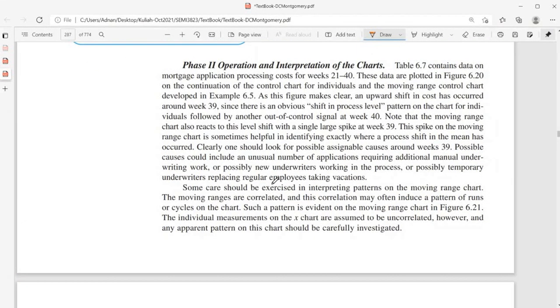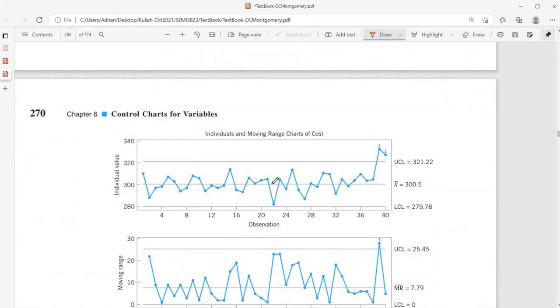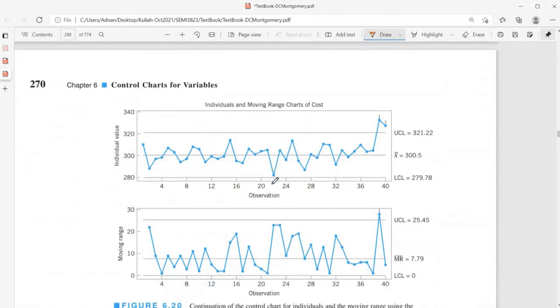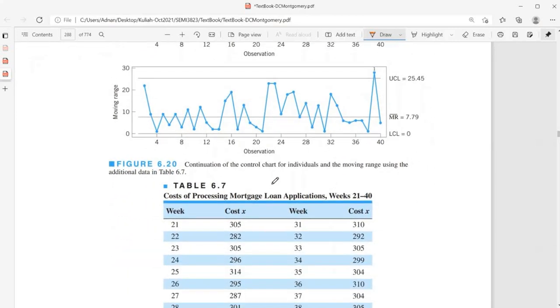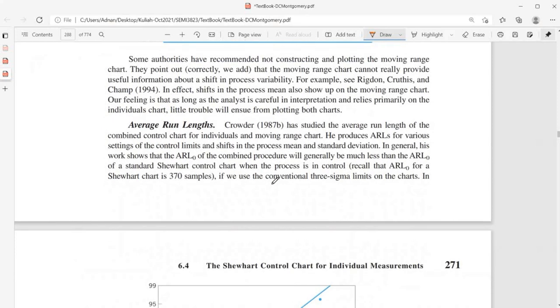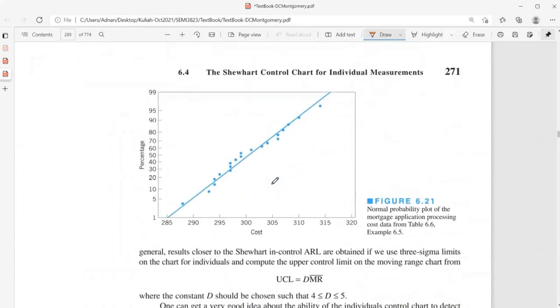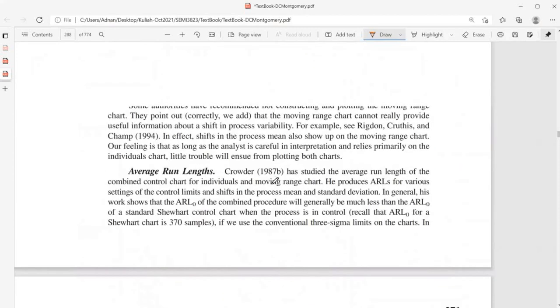Okay, phase 2 and interpretation of the chart. I think we have discussed this before. We need two phases when we prepare a control chart. Especially at the beginning of any control charting procedure, the process is unstable. So what we do is remove the unstable points, assuming there is an assignable cause, and we calculate again the center line and the control limits.